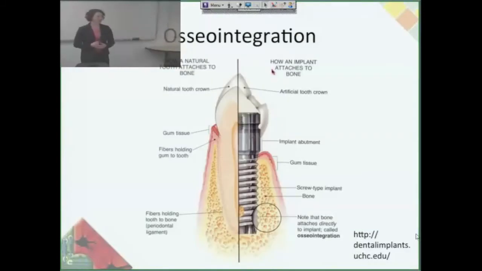Osseointegration is also used for biological fixation of the implant into the bone, and is also helpful to avoid stress shielding because it's like a natural interface between the implant and the bone to transfer the loads. So osseointegration is when the bone actually grows into the implant. For that to happen, the implant needs to be porous, at least on the outside, and that actually fixes the bone into place.